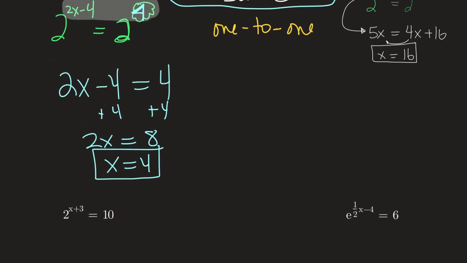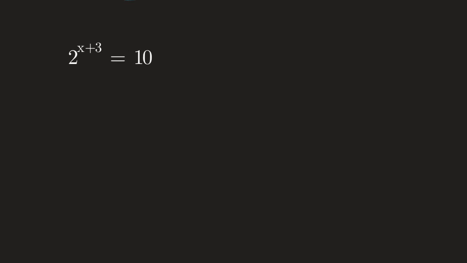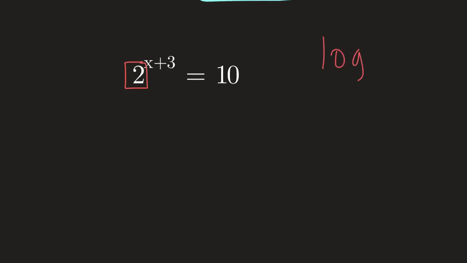Now, that can't always happen, so we have to have another strategy. Okay, and that strategy is, what do I do to an exponential in order for the base to quote unquote disappear? It doesn't really disappear, but they inverse out, they undo each other. And that answer is to take the log of both sides. Okay, a log and an exponential are inverse operations. So if I want to get rid of that, then I need to take the log of both sides.